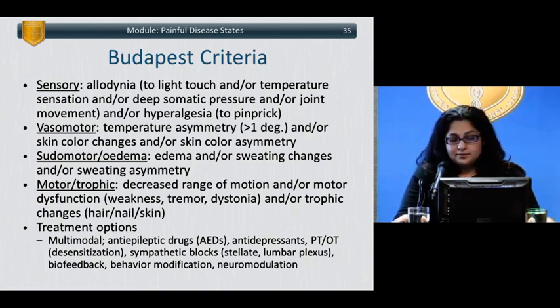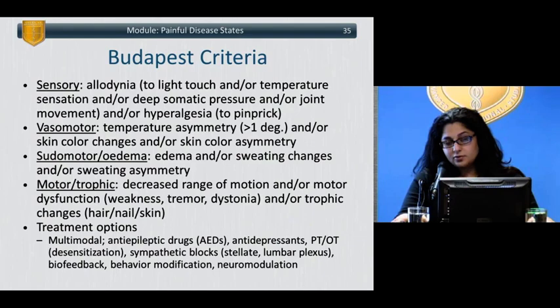Patients also may present with hyperalgesia to pinprick. Yes, a pinprick is painful, but they give an exaggerated response to it where it can cause excruciating pain. There are some vasomotor symptoms and signs that can be present. There is some implication of the sympathetic system being involved with this disease process, and one can note temperature changes or asymmetry between the limbs.